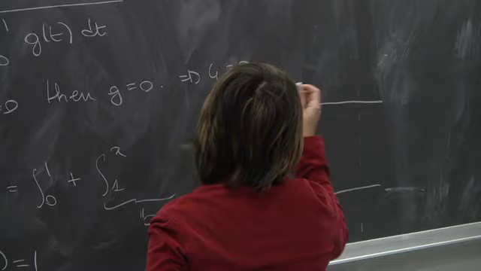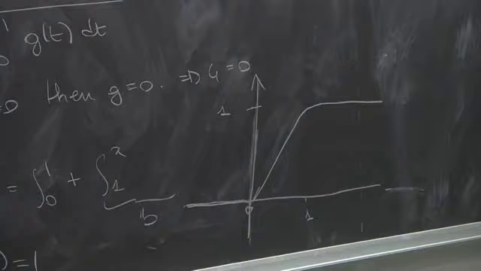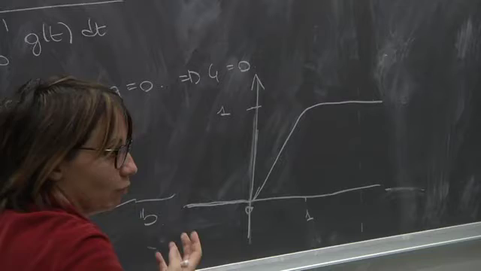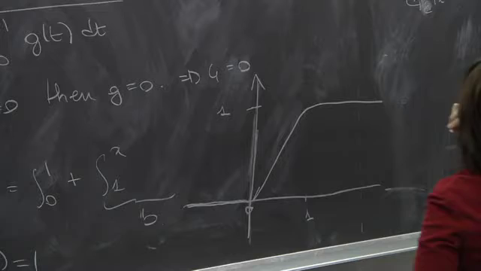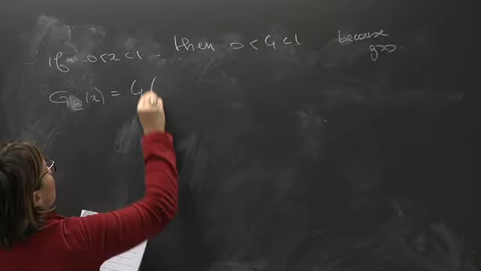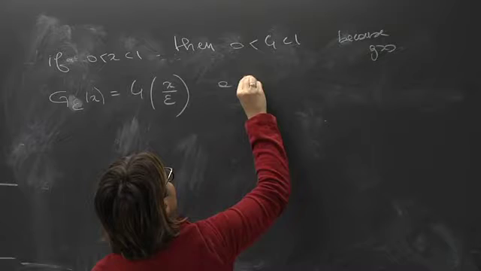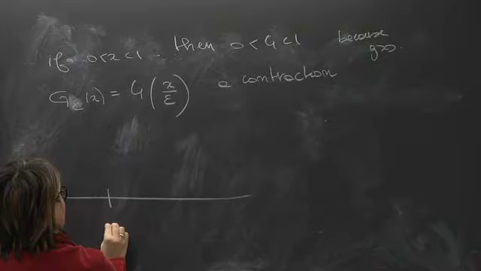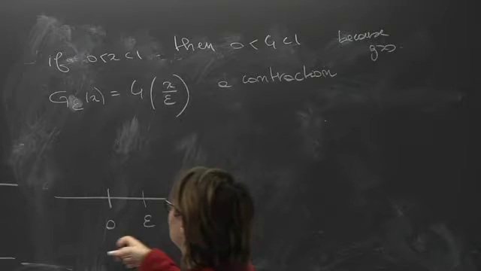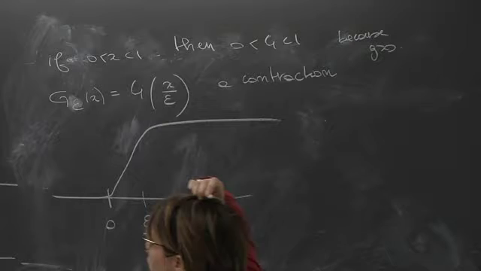So now we make a contraction of this big G in order to make this transition from 0 to 1 somehow faster, okay? So we define G epsilon of x as G of x divided by epsilon, so it's a contraction. And so how does the graph look like, you have 0, the transition happens between 0 and epsilon, so you have something like this. And of course g epsilon is still C infinity.